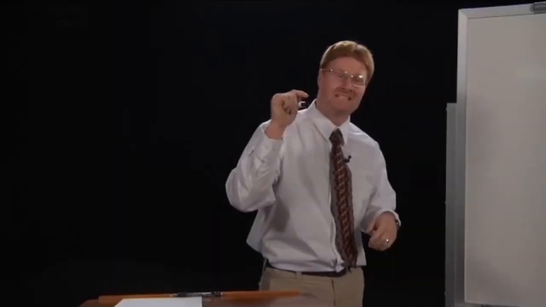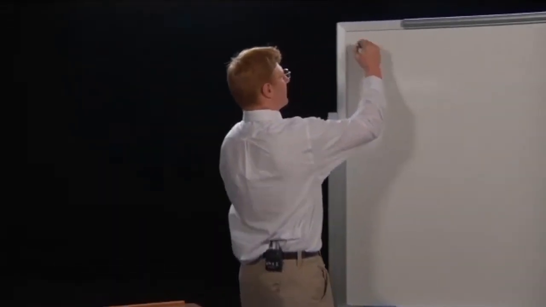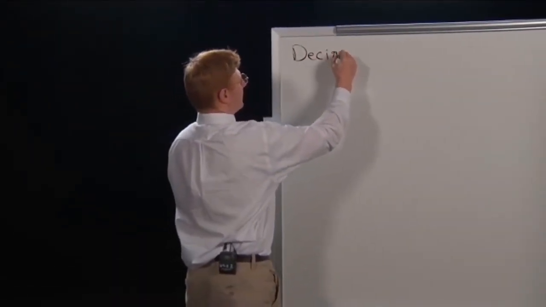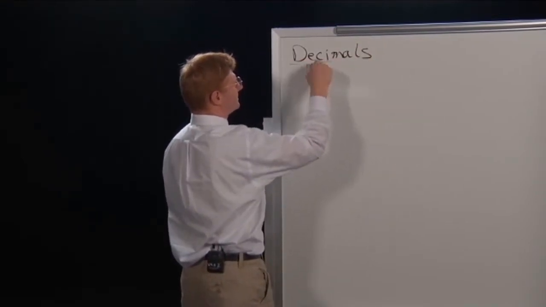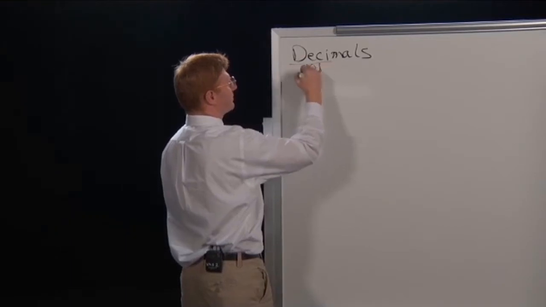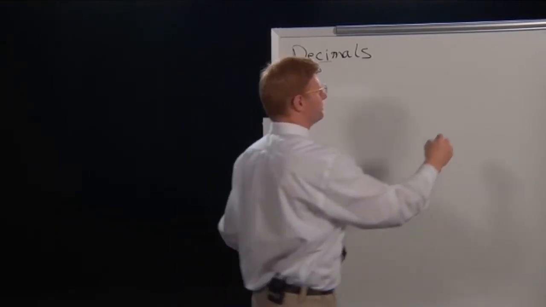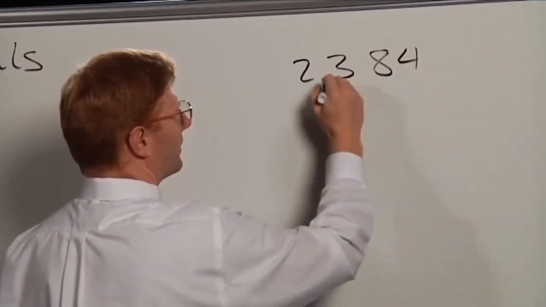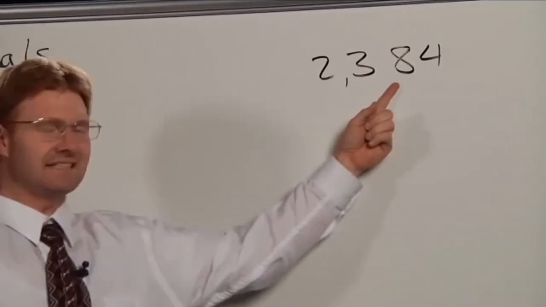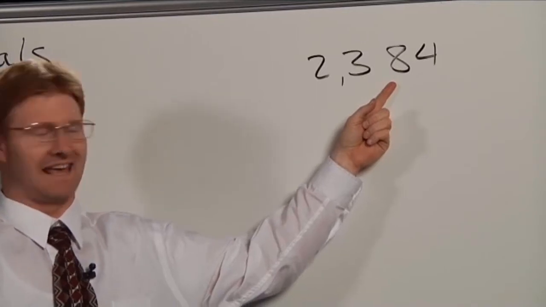Okay, we're going to be doing decimals this week, and so we've got to first find out what decimals means. Decimal. Deci is for 10. Everything goes by power of 10. Now you guys are used to numbers like 2,384. You'll notice this 8, because of where it is, is not an 8.